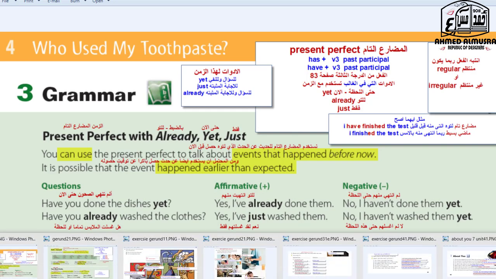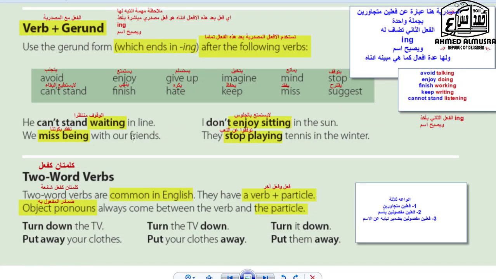Let's head to the next point, which is verb plus gerund. What do I mean by gerund? Look at the gerund here. It is about neighboring verbs. The first one is one of those verbs. The second one is a normal verb with ing added, which turns into a noun. So be attentive to this note.